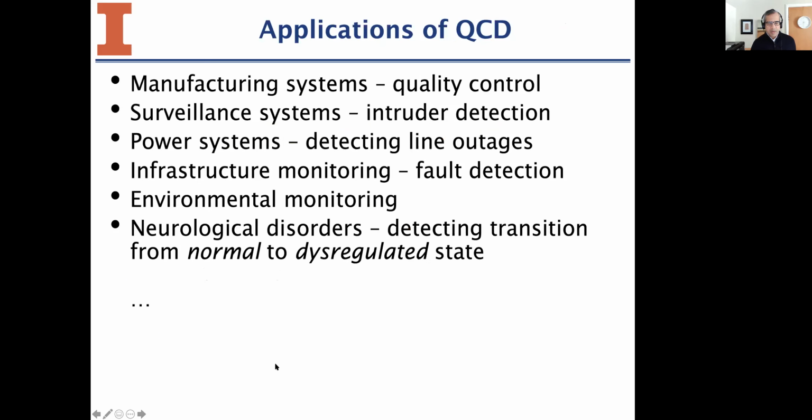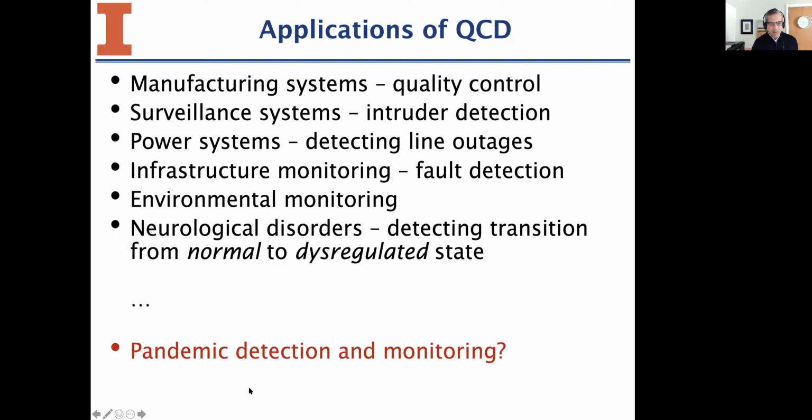There have been lots of applications of quickest change detection, and this is a problem that's been studied for almost 100 years now. The initial applications were in manufacturing systems for quality control, but it's seen applications in many different areas: in surveillance systems for intruder detection, in power systems for detecting things like line outages, more generally in infrastructure monitoring for detecting faults in systems, environmental monitoring, and more recently in biological applications, such as detecting transitions from a normal to what's called a dysregulated state and monitoring neurological disorders. There's a whole bunch more, which I'm not going to be able to list. But this talk is going to be about whether this method can be used for pandemic detection and monitoring.